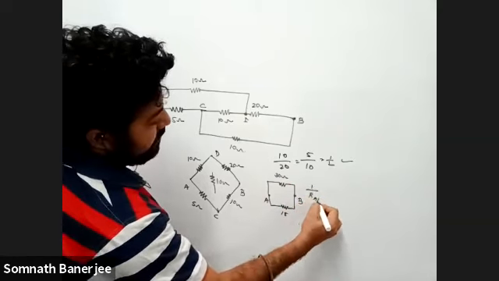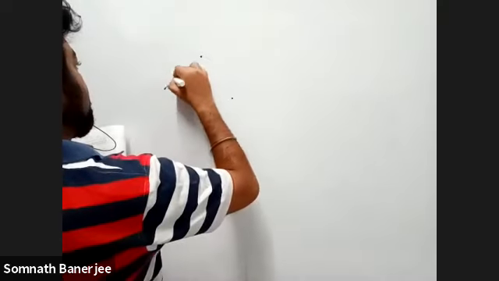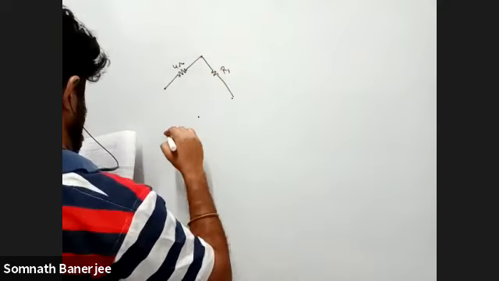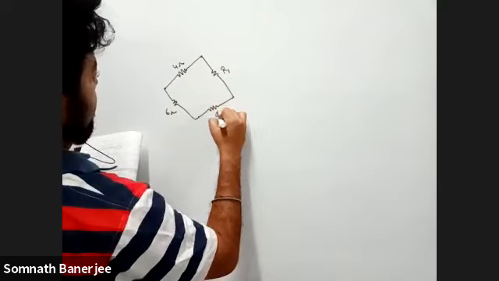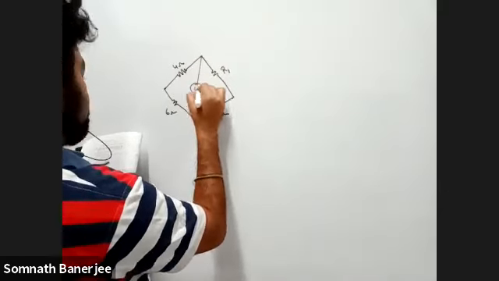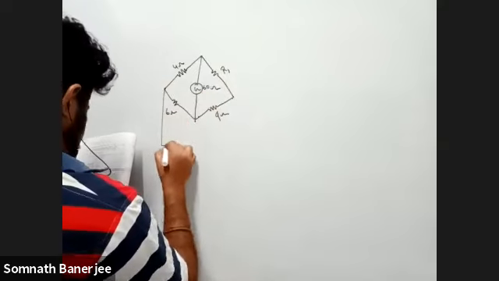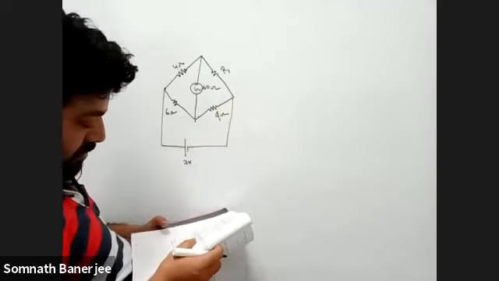Now, I would like to give you one more question from the same chapter. The next question is that, this one is 4 ohm. This one is R1. This one is 6 ohm. And this one is 9 ohm. This one is G, that is 60 ohm, which is connected with a battery of 3 volt. This is the question number one.